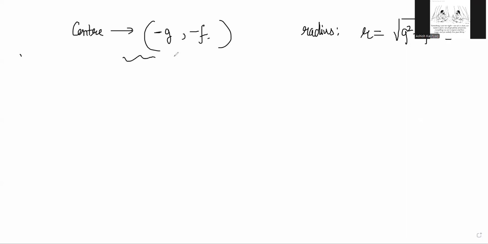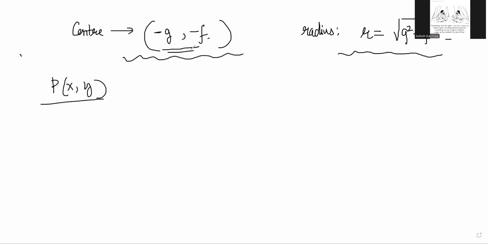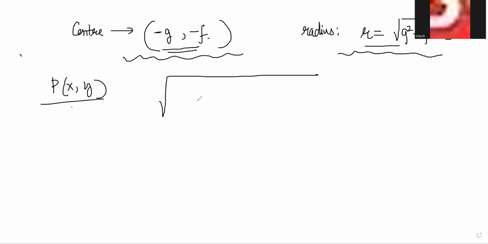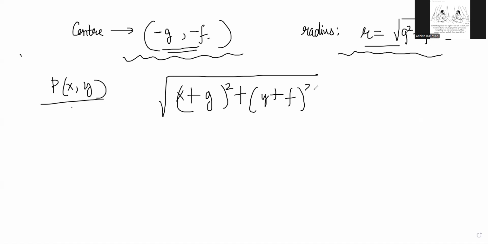Tell me, what will you write as the equation of the circle? It's the locus of all points x and y which are equidistant from the center, and the distance from this point should be r. So the equation would be: distance formula of this to this is always equal to r. You will say x minus minus g, so x plus g whole square plus y minus minus f, y plus f whole square is equal to r, right? That's the locus of points P such that they are equidistant from this point, and the distance is equal to r.